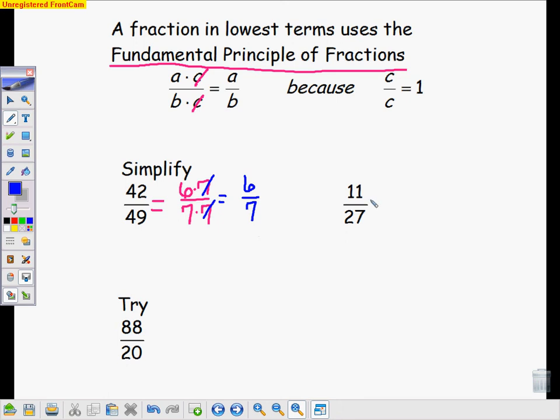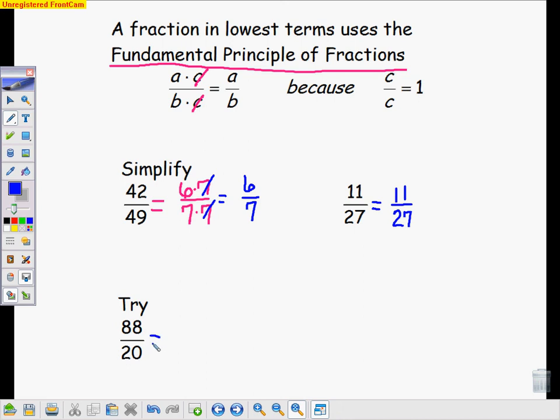11 over 27. 11 is prime. There is no common factor of 11 and 27, so this is in its simplest form. Nothing will cancel. I'd like for you to pause the video and try the next one.